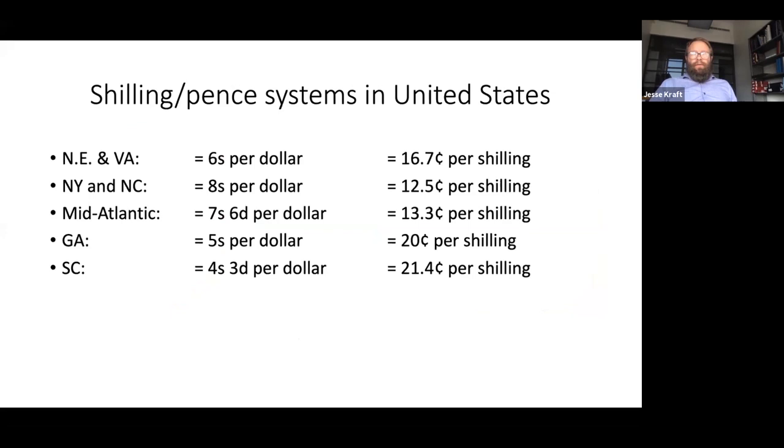So when it was all said and done and we enacted our own decimal system, this is what each of the dollars were worth in shillings. So in New England and Virginia, you had 16.7 cents per shilling. New England and North Carolina, you had 12.5 cents per shilling. In the Mid-Atlantic region, 13 and a third cents per shilling. In Georgia, 20 cents per shilling. And in South Carolina, 21.4 cents per shilling. And throughout this period, you would often see things that were priced in shillings rather than in dollars and cents.